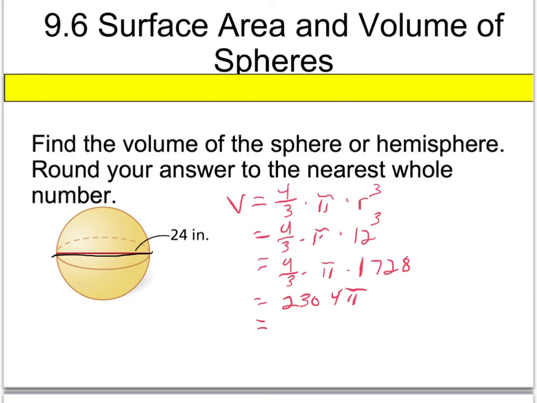So now you get 2,304 times pi. When you multiply it and round to the nearest whole number, you get about 7,235. Now, what is your unit on volume? Just like it was for cylinders, prisms, pyramids, and don't forget about cones. Gotta love cones. Just like for cones, you have to take your units and cube them, so it's inches cubed.